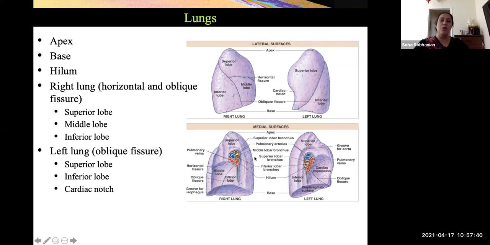If you look more at the medial aspect, so if you kind of turn the lungs slightly outward and look in where the blood vessels and where your primary bronchi are coming into your lungs. So basically this space right here and right here, this is referred to as the hilum. So hilum is the area where either blood vessels or your bronchi enter or exit your lung.